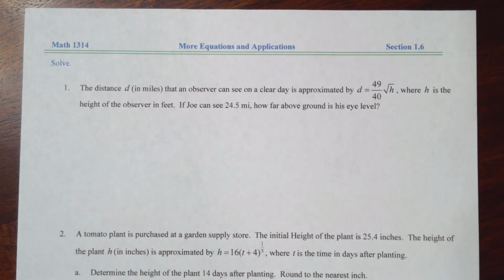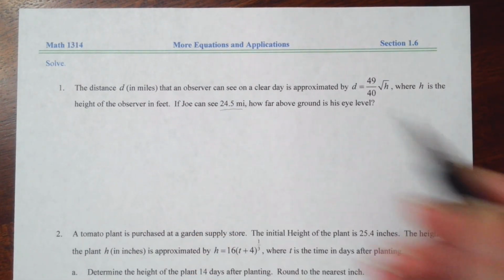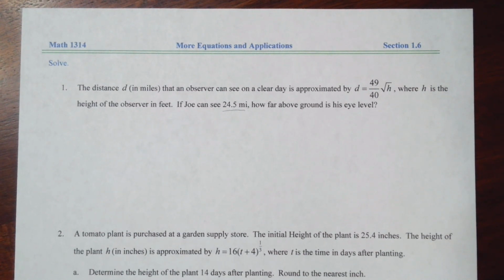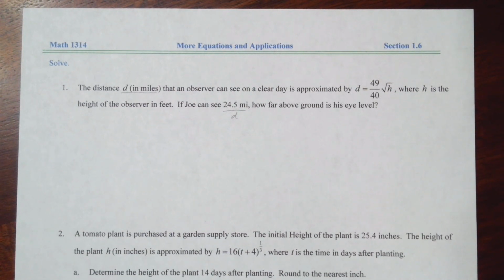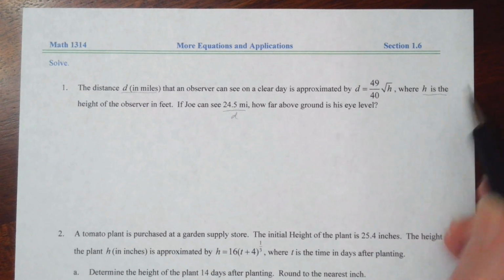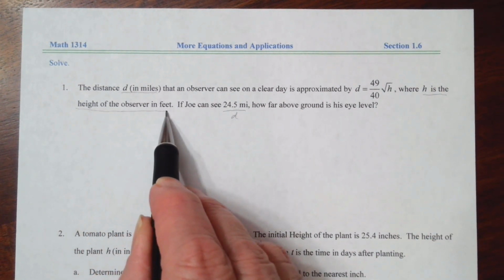Anyway, let's get started. It says the distance d in miles that an observer can see on a clear day is approximated by d equals 49 over 40 times the square root of h, where h is the height of the observer in feet. If Joe can see 24.5 miles, that would be our distance, or d. How far above the ground is his eye level? And h is the height of the observer in feet.